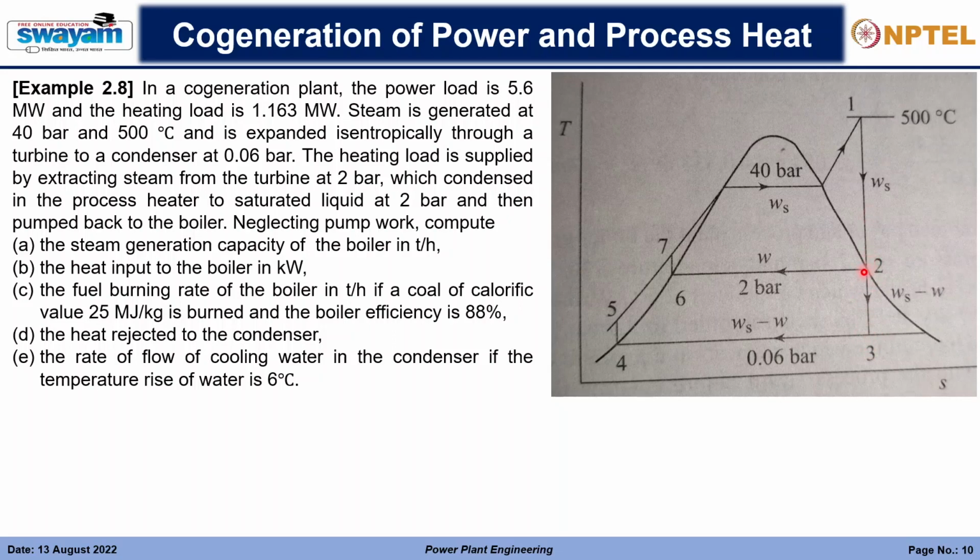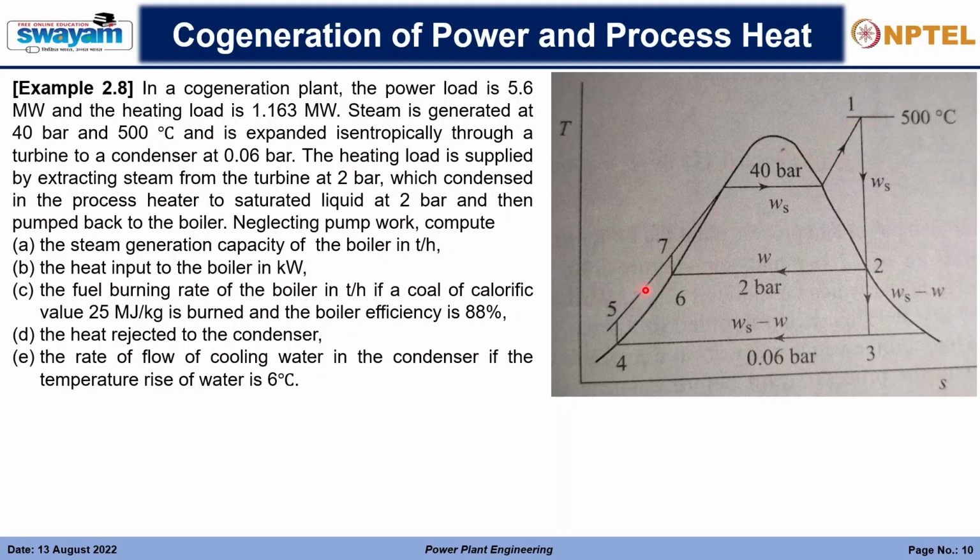So this is a pass out turbine. The heating load is supplied by extracting steam from the turbine at 2 bar, which is condensed in the process heater to saturated liquid at 2 bar, and then pumped back to the boiler. So at 2, the W amount of steam is extracted from the turbine. Then the process heating is done till the saturated liquid state, and then it is pumped back to the boiler. Here there is no mixing between the water condensed in the condenser section and the water condensed by the process treatment. That is why both are going in parallel to the boiler and generating the steam. So here there is no mixing.